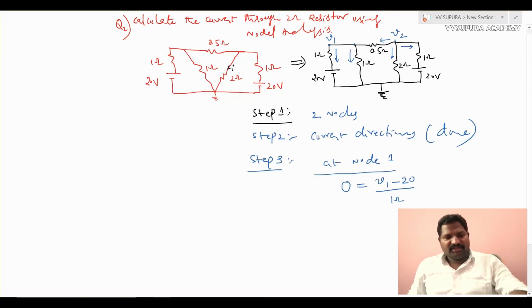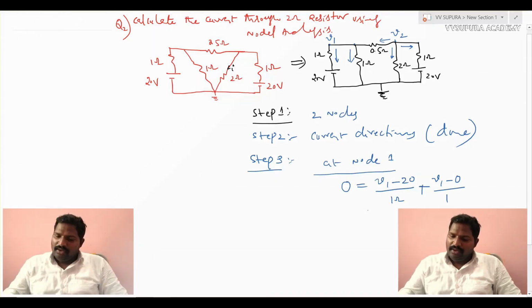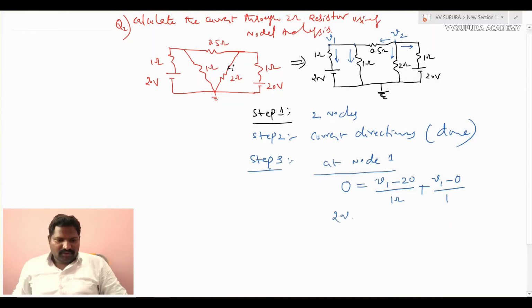Why? Because of the potential difference from V1 to 20 volts. V1 is at node 1, and I assume that V1 is at the higher potential. So (V1 minus 20) by 1 ohm plus what is the other current? V1 minus the reference node, (V1 minus 0) upon 1 ohm. So these are the two currents leaving. From this I can write 2V1 equal to 20, V1 equal to 10 volts. This is equation number 1.